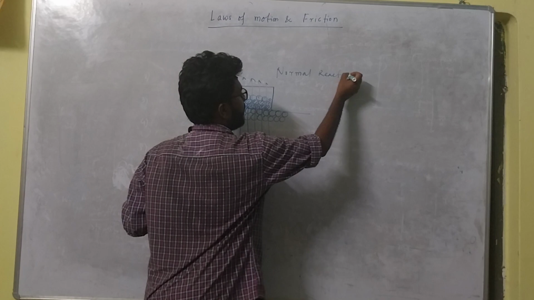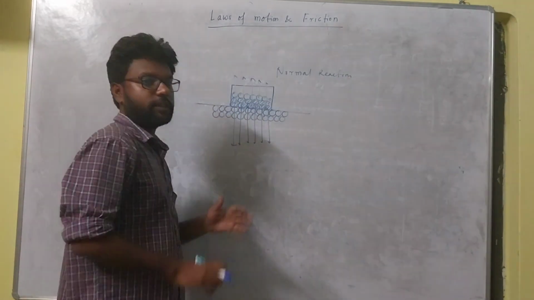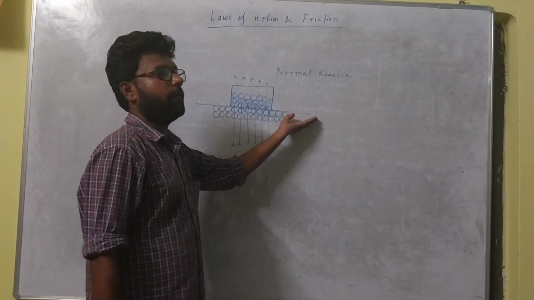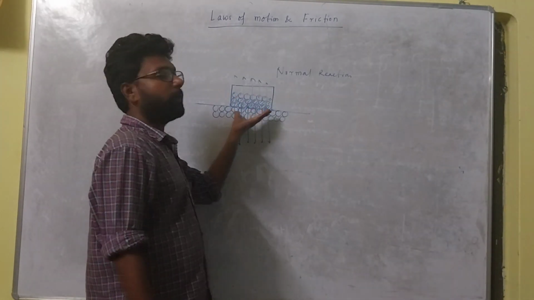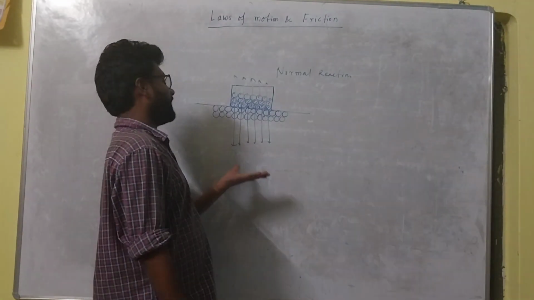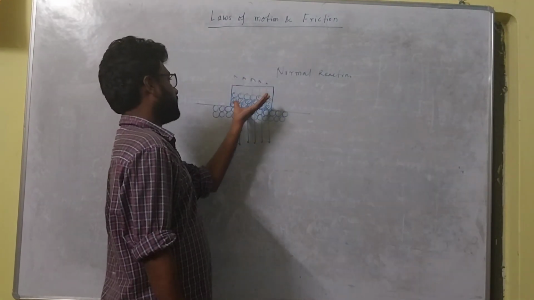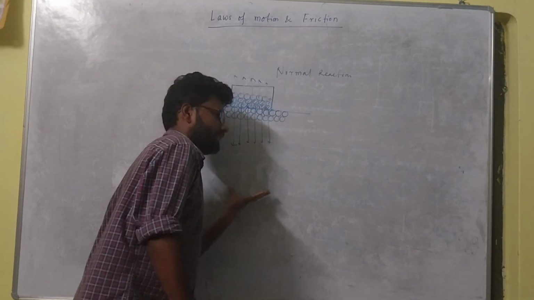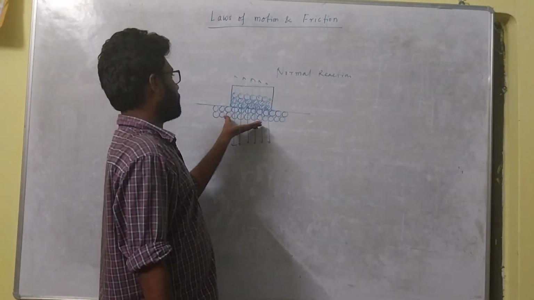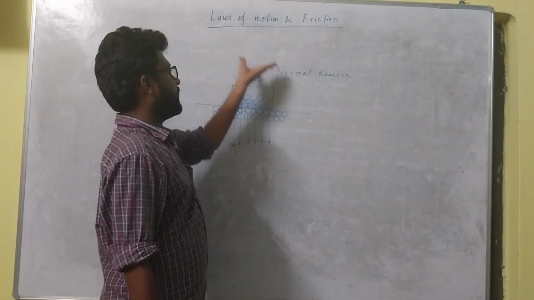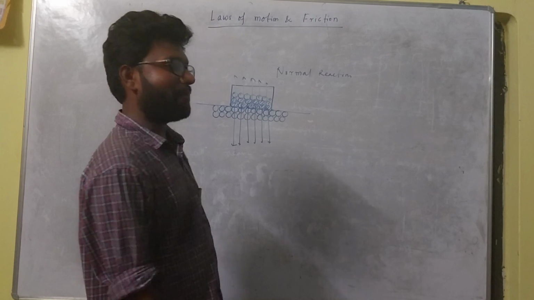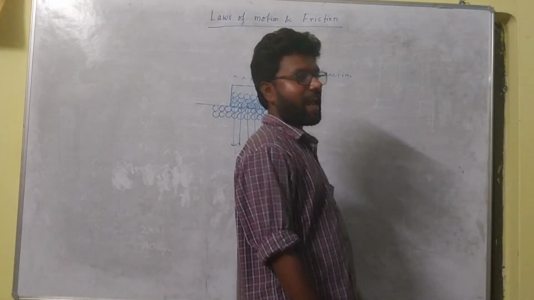So here, if the surface of the floor and the surface of the block are smooth, then only one case happens. The atoms of the block depress the surface of the floor, and the surface of the floor pushes it up. It's called the normal reaction. Okay, then what will happen if there are irregularities?